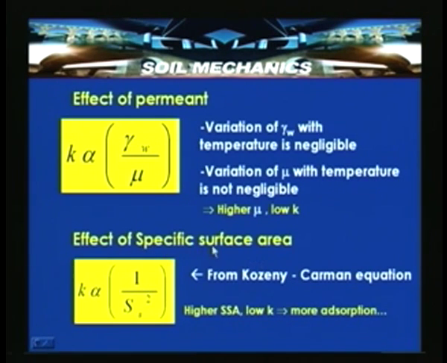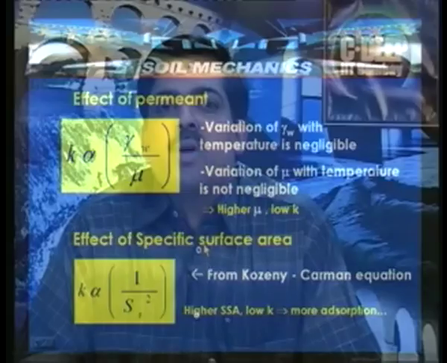As for the effect of specific surface area, we discussed in the Kozeny-Carman equation that K is proportional to 1 by Ss square, so the higher the specific surface area, the lower the permeability. That means depending upon the type of mineral, for example kaolinite, montmorillonite and illite, kaolinite has lower specific surface area compared to montmorillonite. So, soils having montmorillonite can have low permeability compared to soils having kaolinite. Similarly, quartz, which has very low specific surface area, exhibits very high permeability.